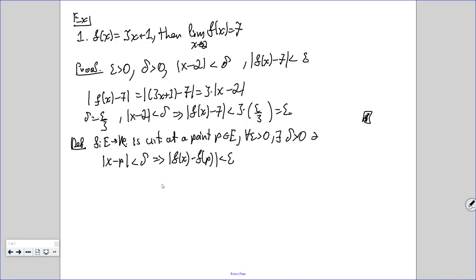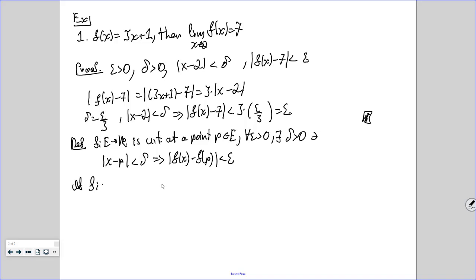You give me epsilon, any epsilon you want. My job is to find a delta such that whenever the difference of the points in the domain is less than this delta, I can conclude that the difference of the function values for these two points is less than epsilon. If we can prove that, then we are saying that there are no jumps.